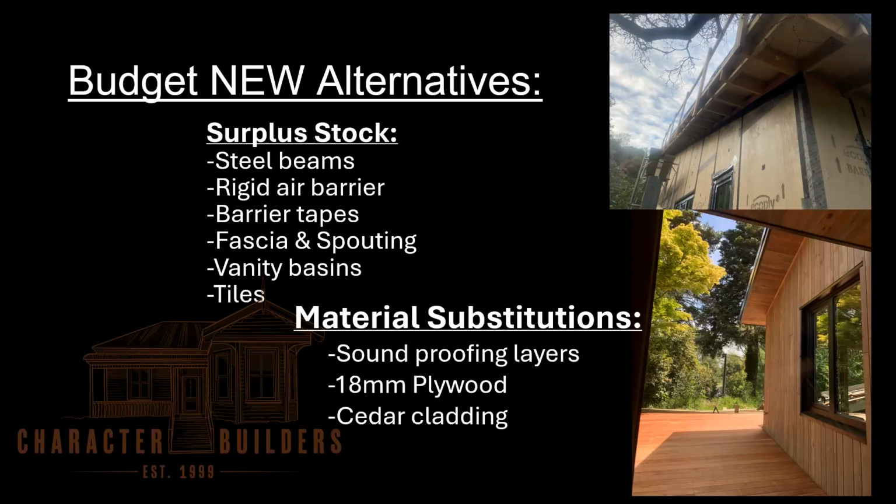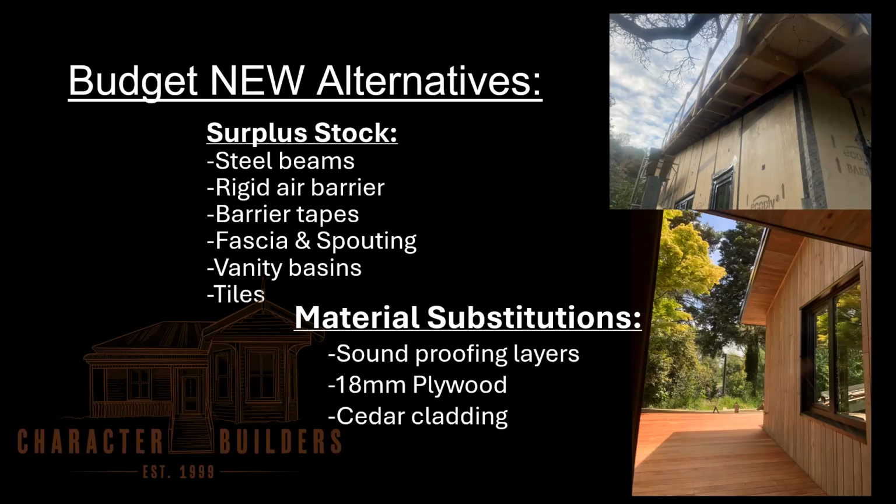You've got to know what that is. So the first thing is, you can buy new alternatives, surplus stock. So we found a steel beam. It was slightly larger than the one that was designed, but it was a beam that was a quarter of the price of going to a steel merchant.